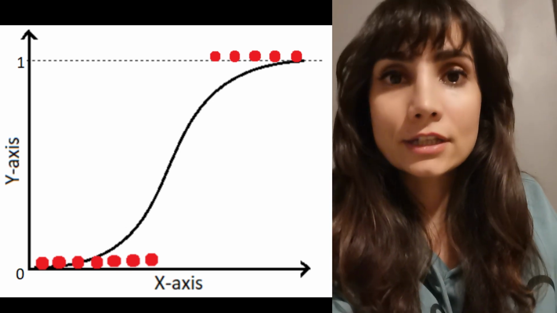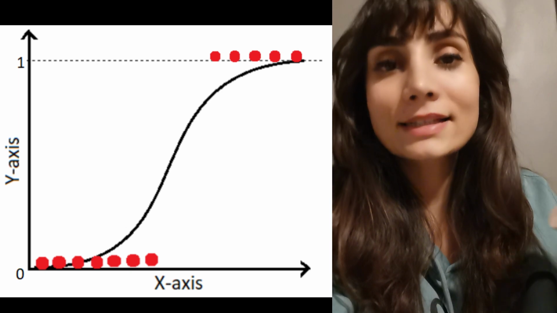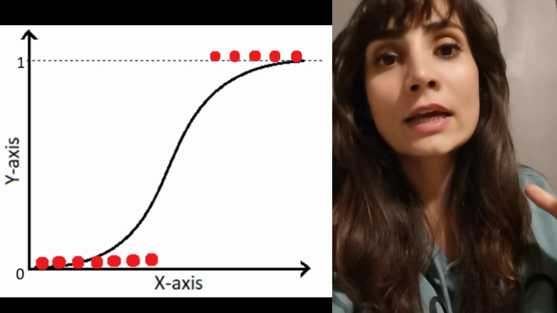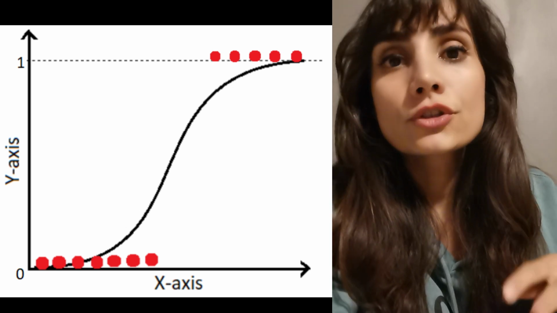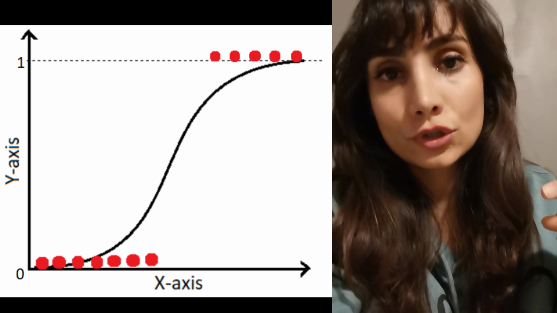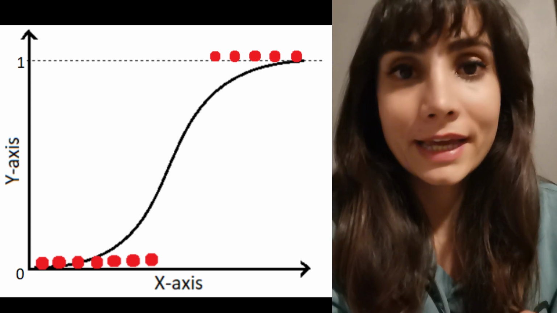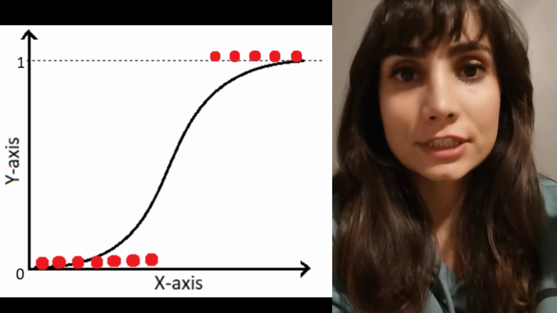Logistic regression normally classifies stuff, and it will classify in two categories. So for example, yes or no, or 0 or 1. So you can only categorize in two categories. That's how logistic regression works.